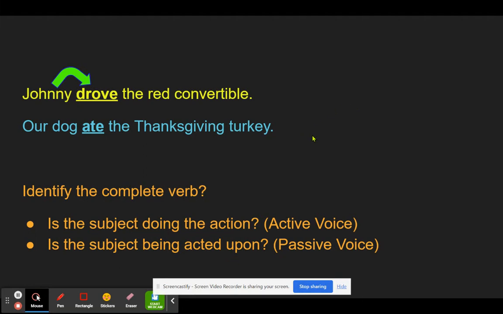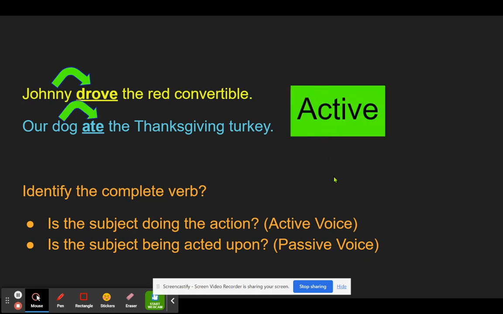Did the dog do the eating, or did somebody eat the dog? And in this case, our dog ate the Thanksgiving turkey. It's doing the eating. We call both of these active voice. Subject doing the action that is expressed in the verb.